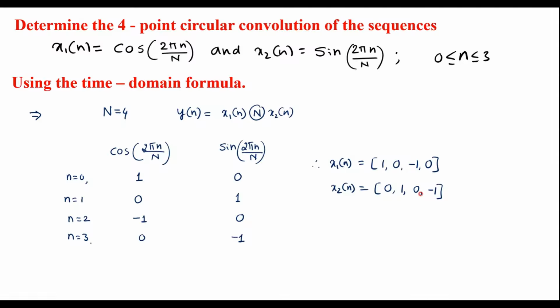So these are the given two sequences. Now we are supposed to find the circular convolution between those two. Here x1 of 0 is 1, x1 of 1 is equal to 0, x1 of 2 is equal to minus 1, x1 of 3 is equal to 0. Similarly, we have x2 of 0 is equal to 0, x2 of 1 is equal to 1, x2 of 2 is equal to 0, x2 of 3 is equal to minus 1.